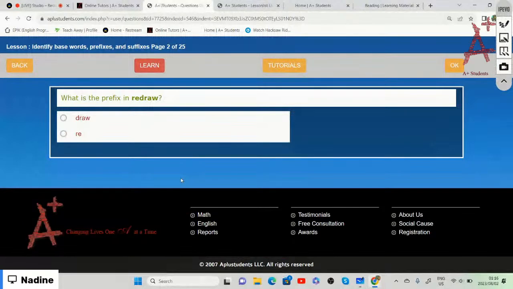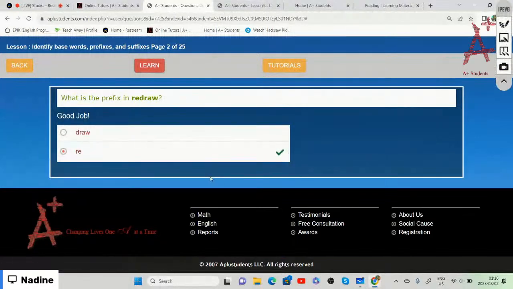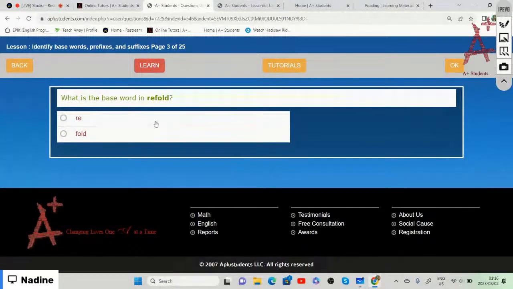What is the prefix in redraw? We need to identify the prefix of redraw. So we're going to go with re, because draw is the base word. What is the base word in refold? A base word is a word that can stand on its own. So refold, which means that we're going to choose fold.